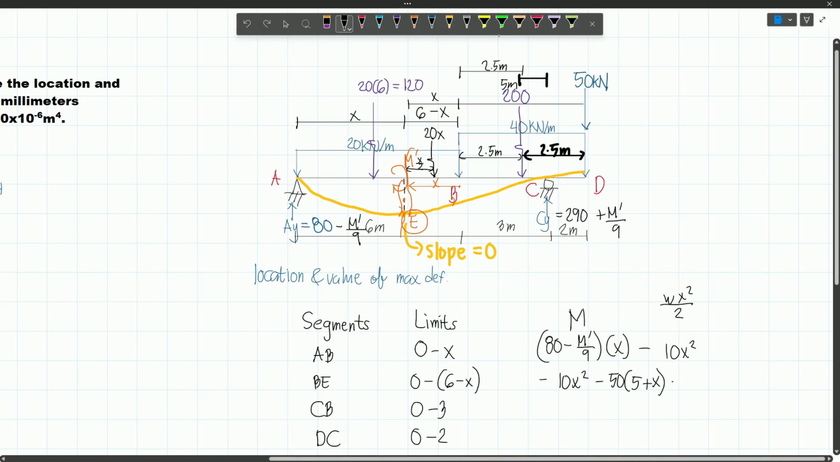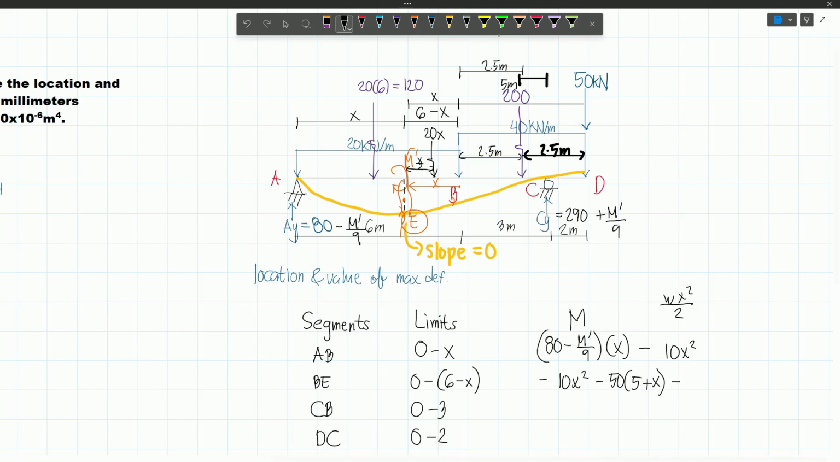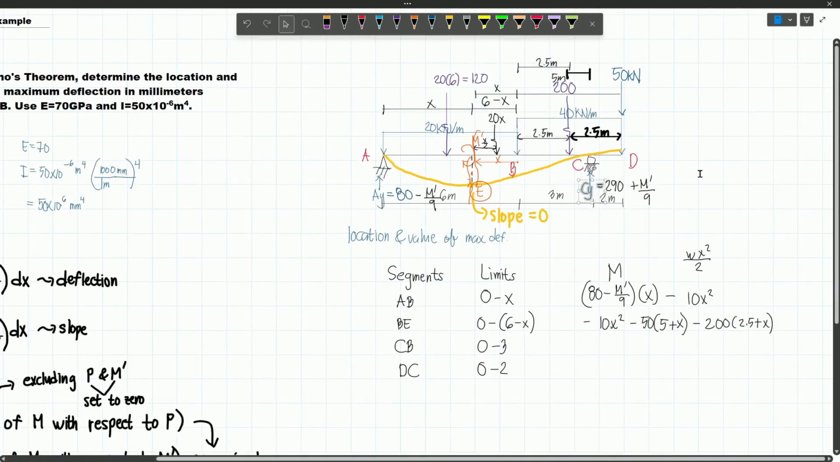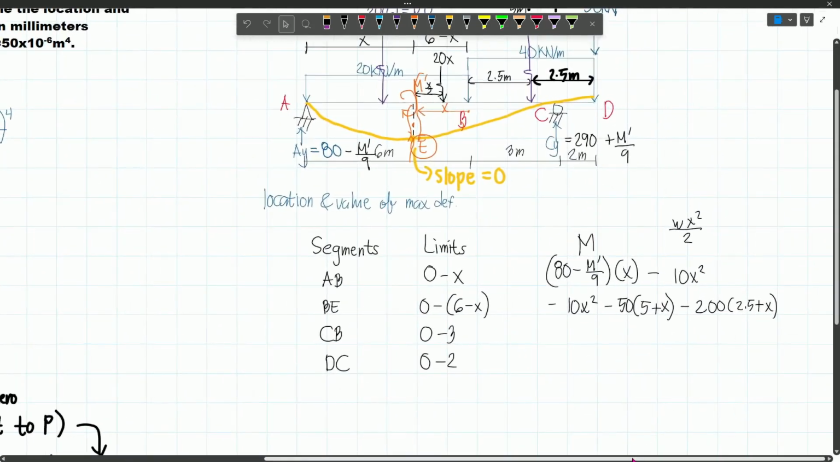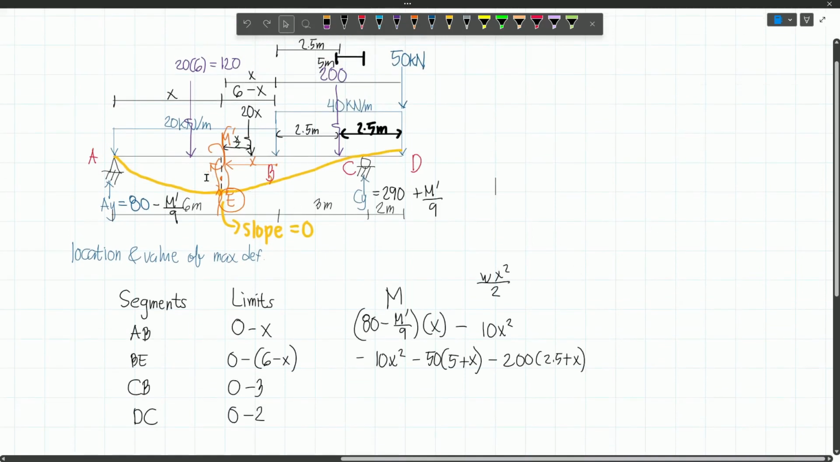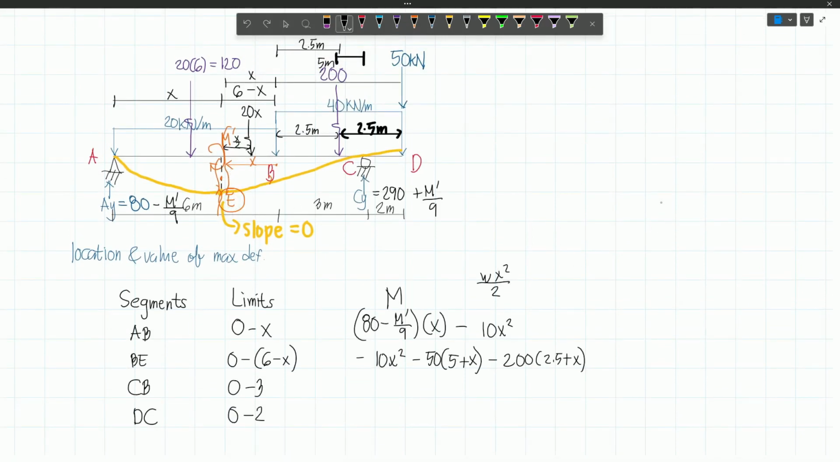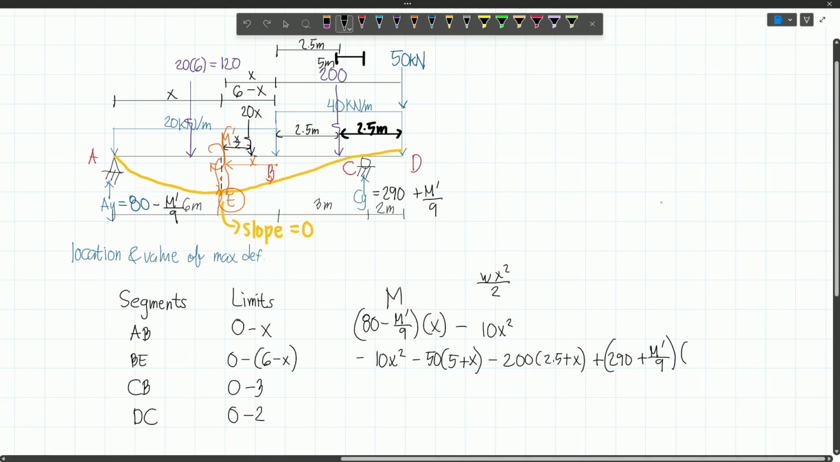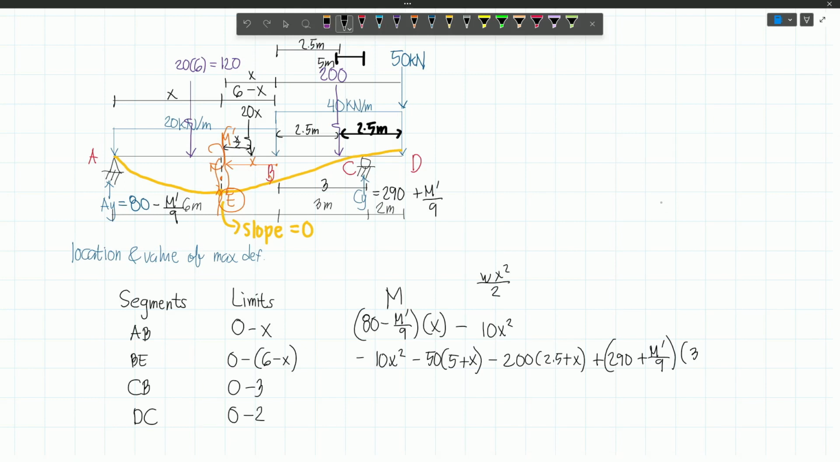So this will be, again, still minus because that will cause a clockwise moment. So minus 200 times 2.5 plus x. And then we also have Cy, which is 290 plus M prime over 9. Now this force will cause a counterclockwise moment about dito sa E. So that will be positive. So plus 290 plus M prime over 9. We will multiply that by 3 plus x, because again, this is 3 meters, and then 3 plus x, that's the moment arm patungo sa E. So this will be 3 plus x.